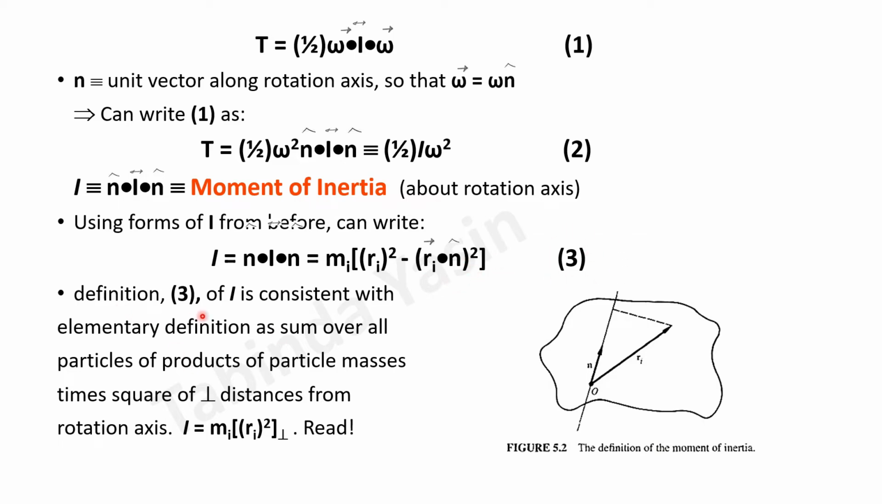Definition 3 of I is consistent with the elementary definition as the sum over all the particles of the product of particle mass times the square of the perpendicular distance from the rotational axis, and that is I equals sum m_i r_i squared, where r_i is the perpendicular distance.